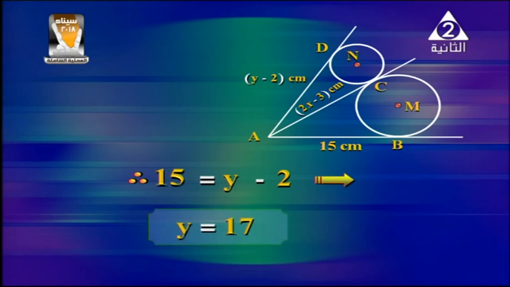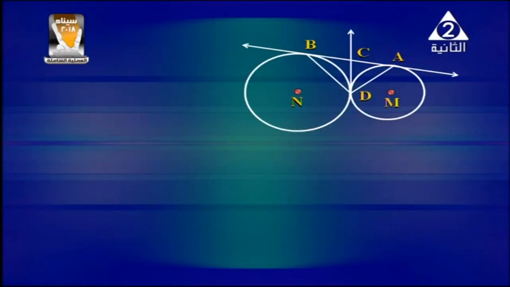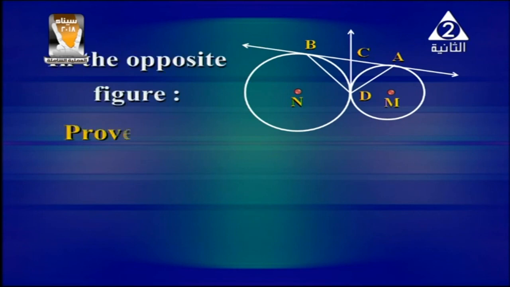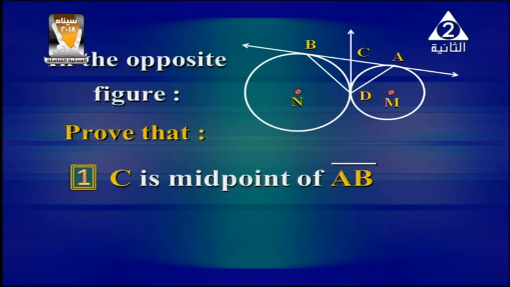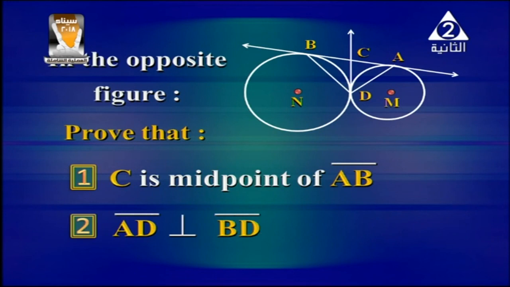Another example. In the opposite figure, AB is a common tangent to the two circles M and N. CD also is another common tangent. And I want you to prove that, first, C is a midpoint of AB, and second, AD is perpendicular on BD.